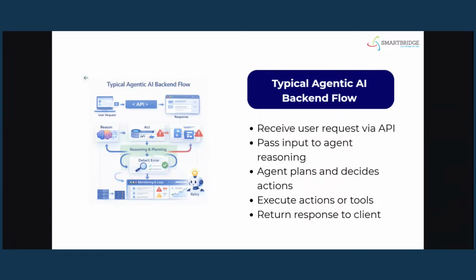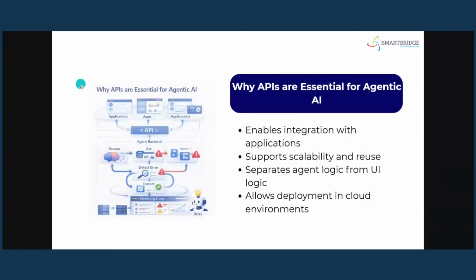So how does an agentic AI backend work? First it receives the user's request and it passes the, wait a minute, sorry.